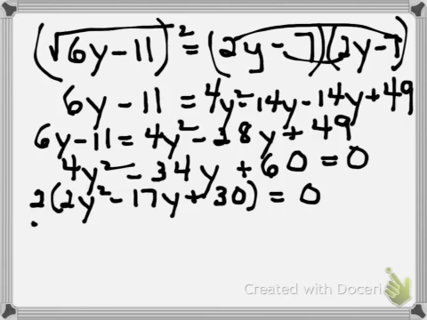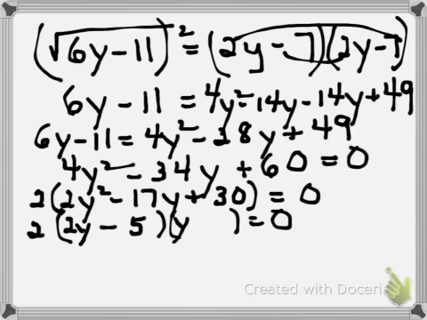And then factor a trinomial into the product of two binomials. 2y and y. The factors of 30 that I want are 6 and 5. I want a negative 5 and a negative 6 because the outside is going to give me negative 12. The inside is negative 5. That gives me a negative 17. And a negative times a negative is a positive. So this multiplies back to give you the original.